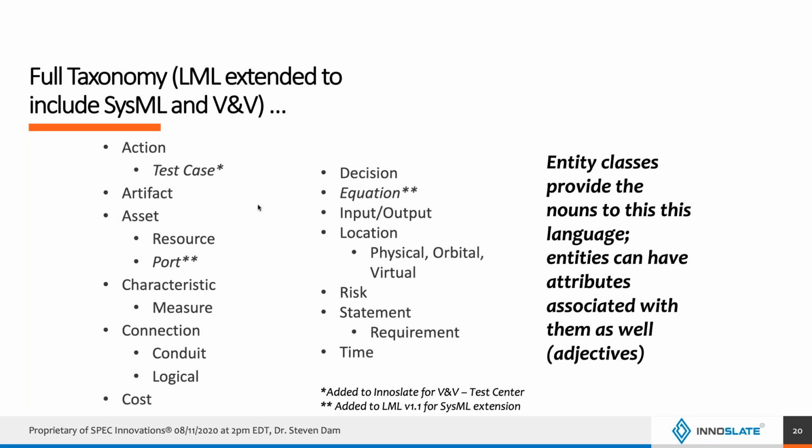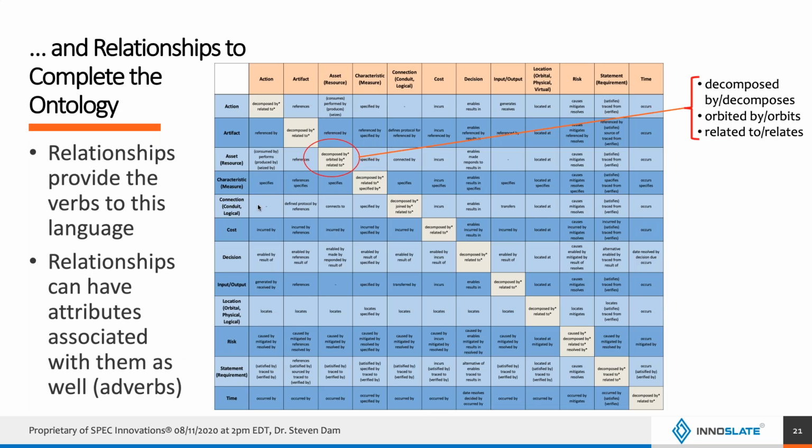So the key is that these are the nouns of our language. We have attributes on these classes, these entity classes. So those are their adjectives. For the rest of that, we need verbs. So the verbs are the relationships. Everything's connected to everything relationally. And we have multiple relationships sometimes between classes, even within the same class. So those are their use. But what we did was make them consistent.